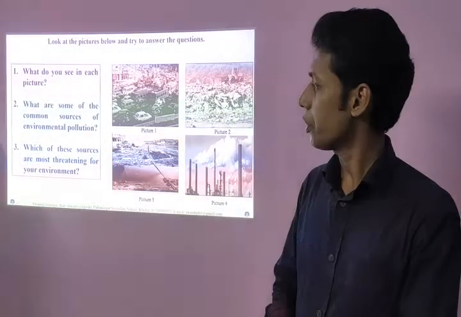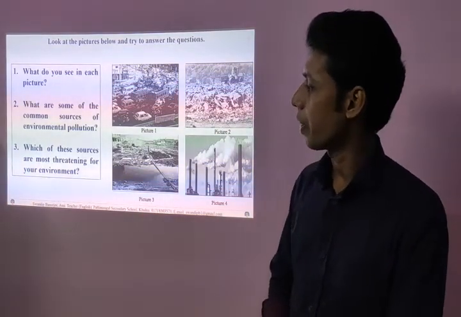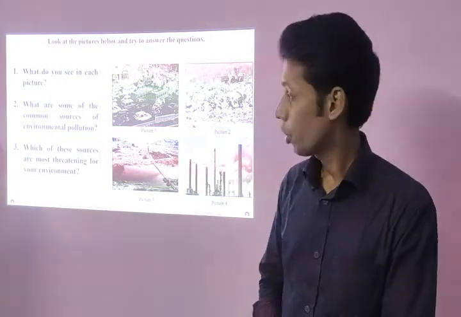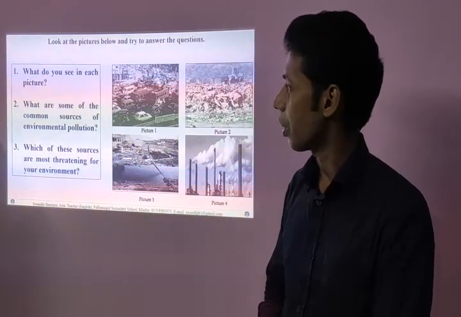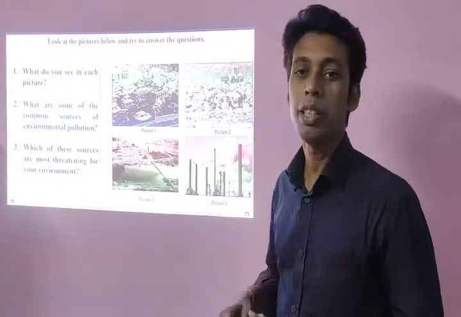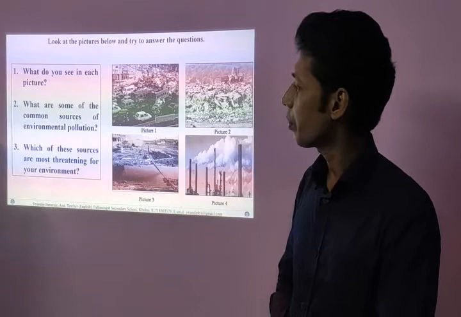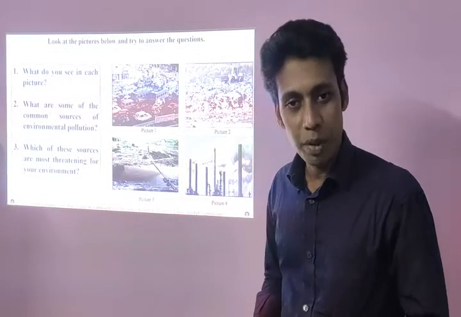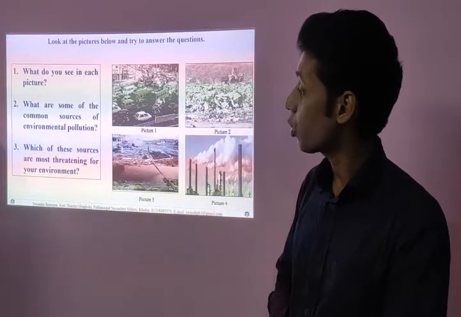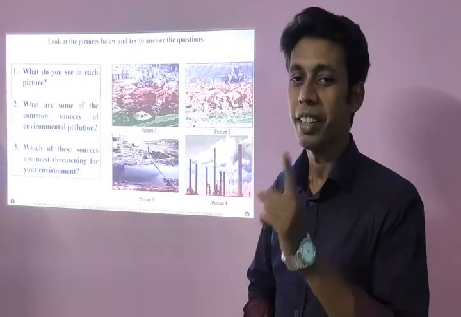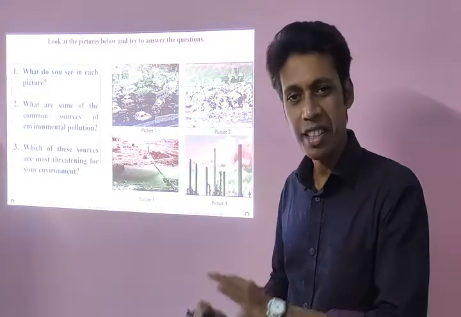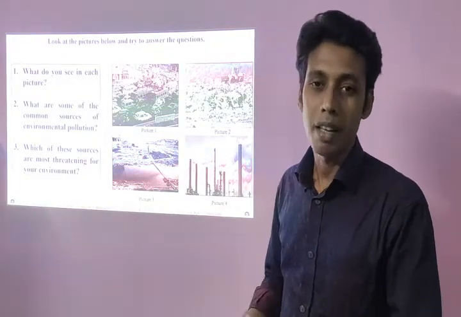Second question is, what are some of the common sources of environmental pollution? Which of these sources are most threatening for your environment? So, these 4 pictures are related to environmental pollution. What are some of the common sources of environmental pollution? Very easy. Air pollution, water pollution, soil pollution, sound pollution, etc. Which of these sources are most threatening for your environment? Can you guess? Right, air pollution. Without air we can't live anymore. For our existence, for our living, air is a must.